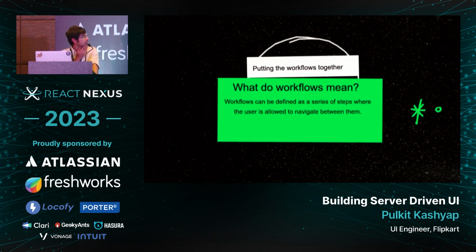Now comes the most important part, which is putting all the workflows together. Now, what do workflows mean? Like I mentioned earlier, workflows can be defined as a series of steps where the user is allowed to navigate between them. In any advertisement format that we have, the user has to go through multiple steps to finally create the advertisement, okay? He can go back whenever he wants, but there are certain rules or guarded transitions that we just talked about. The rules have to pass so that the user can go ahead in the multi-step process, okay?